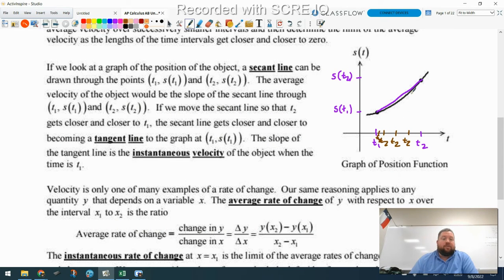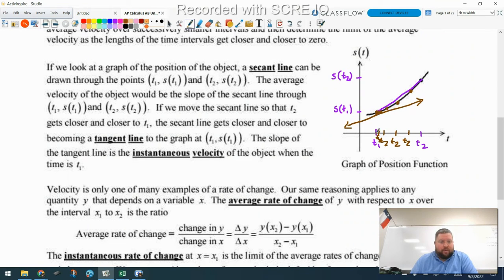Every time we move T2, the Y value changes as well, so we would draw a new secant line. I'm not going to draw the secant lines because we wouldn't be able to see them very well, but you can imagine what they would look like. I put T2 here and draw another secant line. Then I put T2 here and draw another secant line. Eventually that distance gets so small, it's basically zero, and we're basically right on top of that point. The slope of that line would be the slope of a tangent line. It would no longer be a secant line. It would only cross through 1 point. It would be the tangent line, which looks like that.